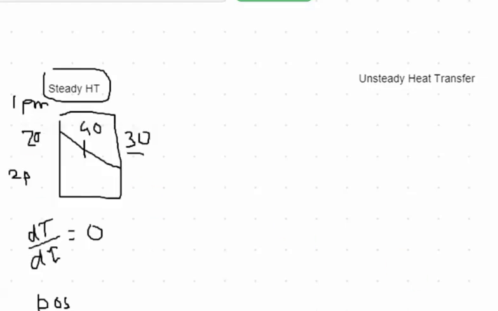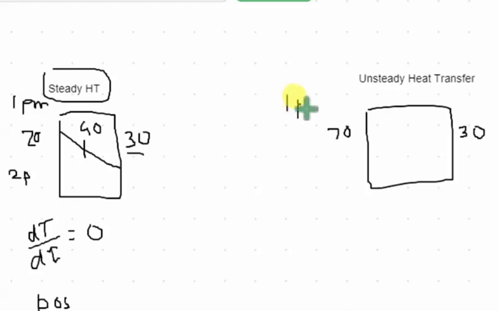Let's take the same example of the wall. One side of the wall is at 70 degrees and the other side is at 30 degrees at 1 p.m. If you go back and come back at 2 p.m., the temperature here might be 60 degrees, and here it might have reduced to 28 degrees. Again, if you come back at 3 p.m., the temperature here might be 55 degrees, and here it might have reduced to 25 degrees.